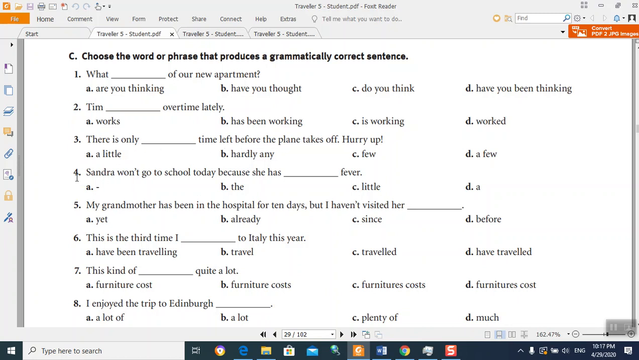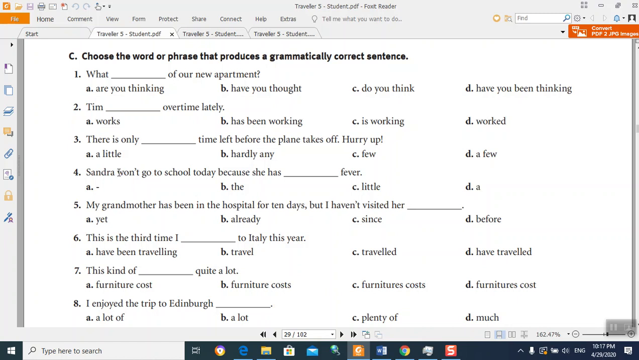Number 4, Sandra won't go to school today because she has fever. So fever here, these are about the articles, we use them before a noun. Is fever countable or uncountable? If it is uncountable, we use nothing. But if it is countable and singular, we use a. So in this case, D is the answer. A fever. Okay. Number 5.